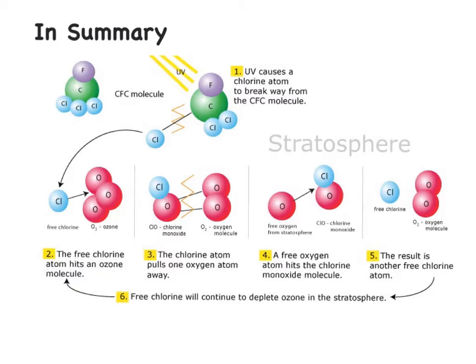And the chlorine is a free radical, so it can go on and cause more damage to the ozone molecules that are there. And so it just keeps going and going and going until that free chlorine atom, or the chlorine radical, is tied up somehow.